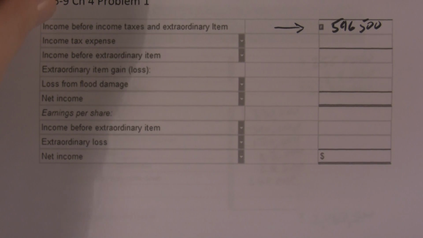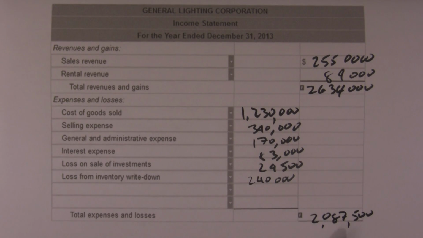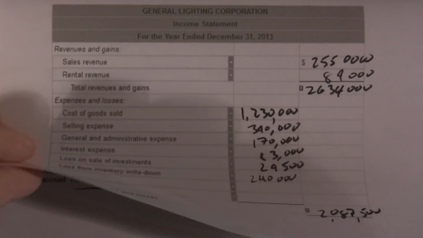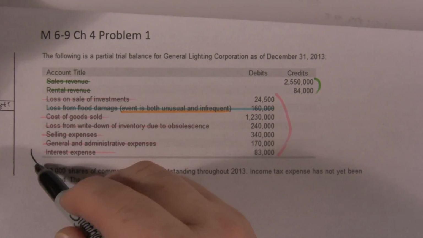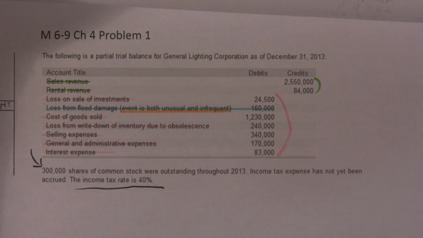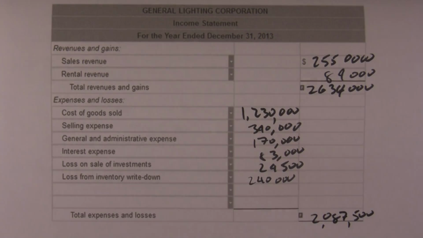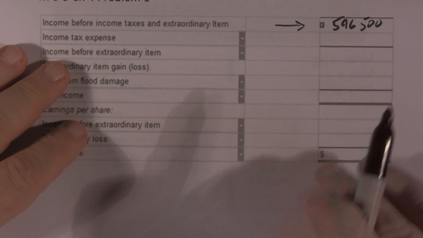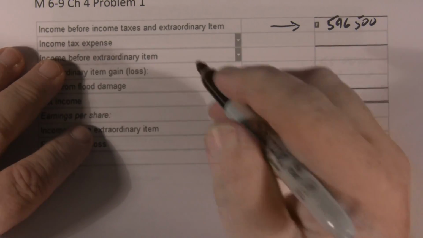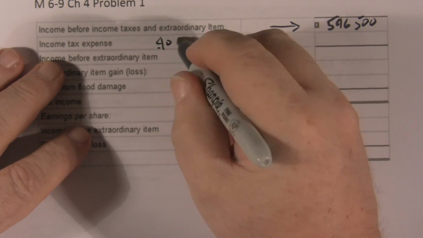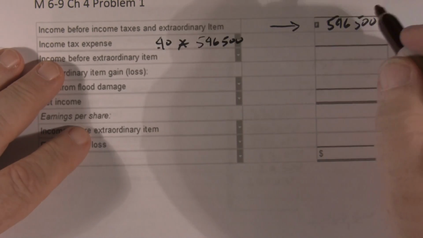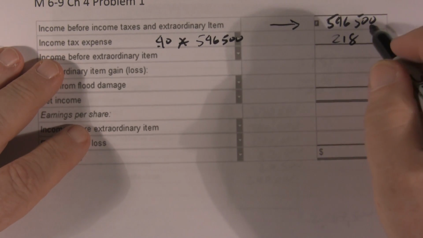Now we have our income tax, and we're told in our trial balance that our tax rate is 40%. And while we're there, let me draw your attention to the fact that we have 300,000 shares of common stock. We'll need both of those pieces of information soon. So our income tax expense is 40% of that. So 40% times 546,500 gives us 218,600.